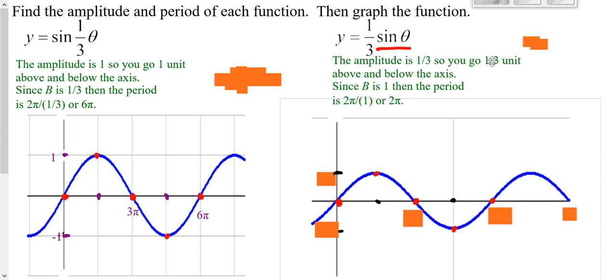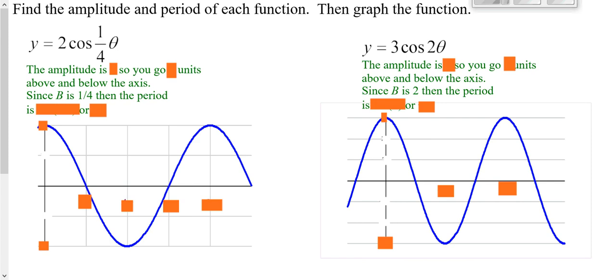Now, we had set up here, we have to go up and down a third. So I know that this is going to be marked as a third. This would be negative 1/3. This one right here would be 1 full period, which is our 2 pi. So we'll mark that as 2 pi. This is halfway between 0 and 2 pi, so that is pi.